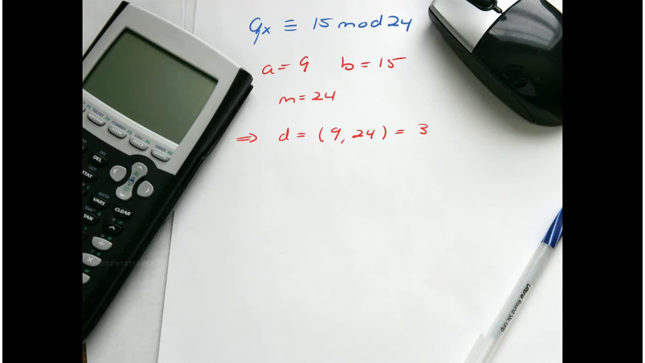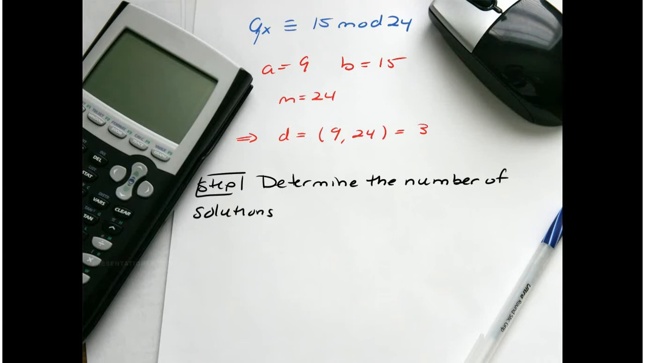So first of all, A in this case is 9, B is 15, and M is 24, and D, the greatest common divisor of 9 and 24, is 3. So the first step is to determine the number of solutions, and that's going to be given to you by D. But I can't apply that theorem at all unless I know that the value of D divides B. So that's the first thing I need to check, which is does 3 divide 15? And the answer is yes.